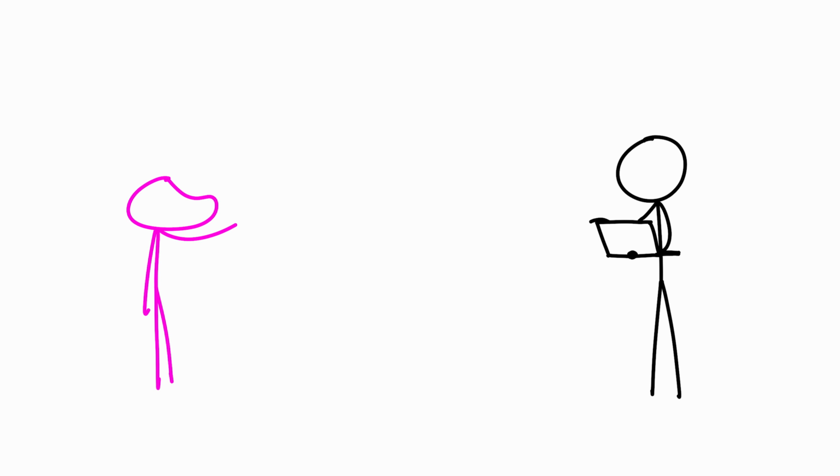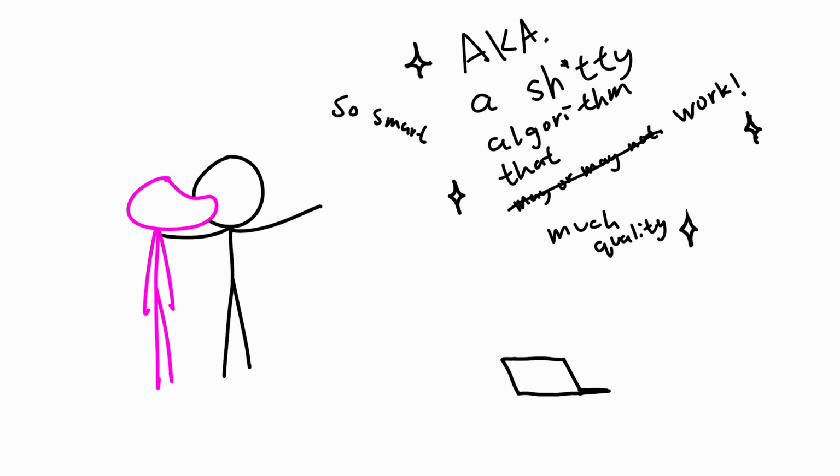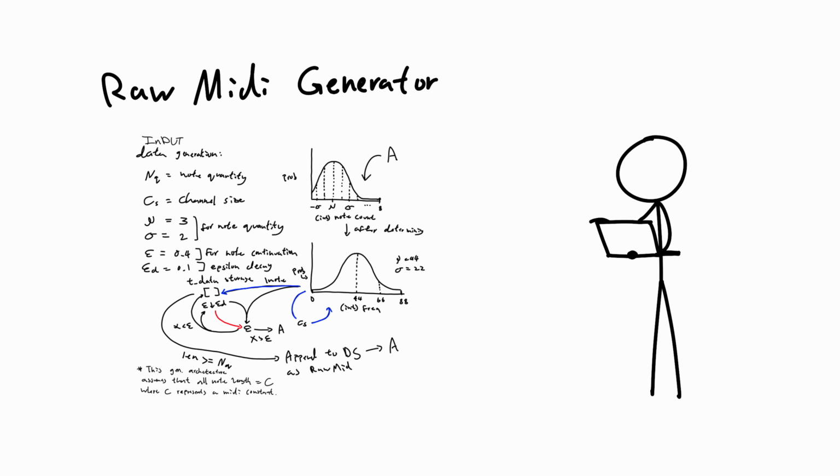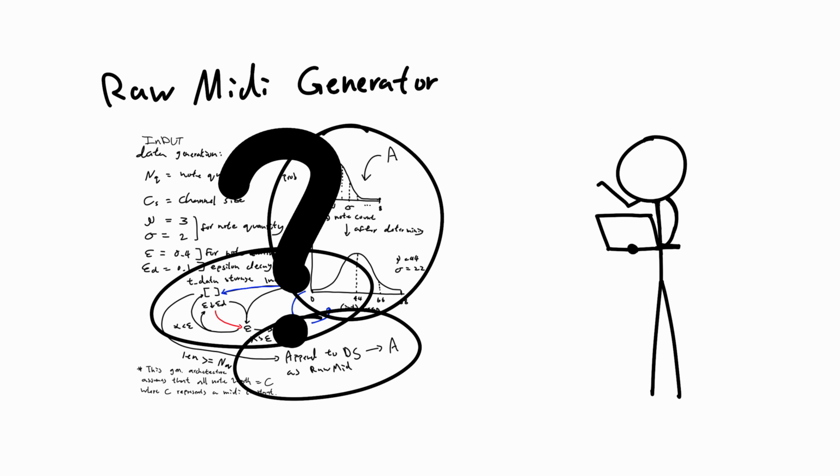Well, how do you do that? You ask. Well, my friend, let me walk you through my ingenious process of procedurally generating training data for a neural network. First, we got this thing called a raw MIDI generator, which, as the name implies, generates raw MIDI files. I'll put up a rough sketch of the underlying algorithm if you're interested for some reason. It's not that hard to understand. You got some normal distributions and stuff, you pick notes off those things, you combine them together, generate some space based off some threshold or whatever, and bam, there you go, you got some rudimentary MIDI files.